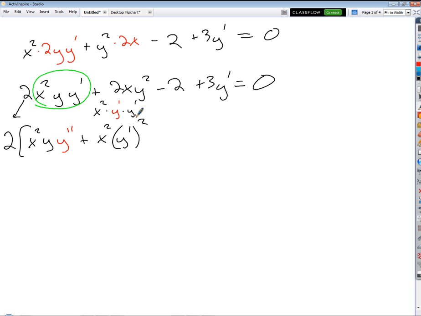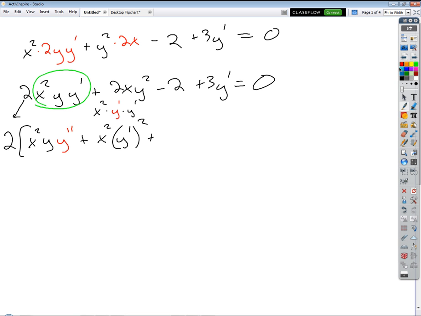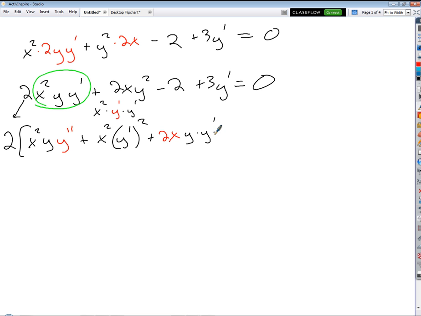So the first time through, we differentiated the third factor. Second time through, we differentiated the second factor, but y prime times y prime is just y prime squared. Plus, now we're going to differentiate the first factor. So I'm just going to get 2x times y prime, right?